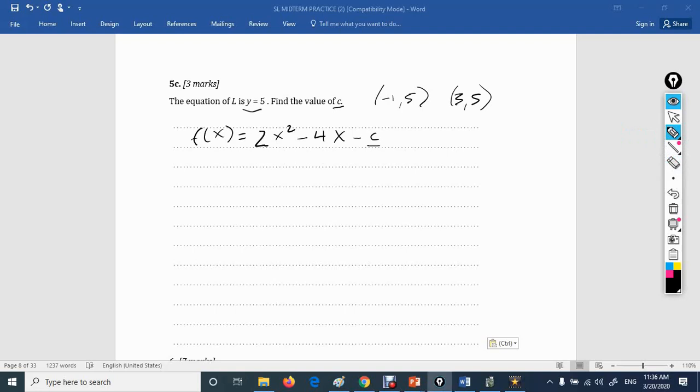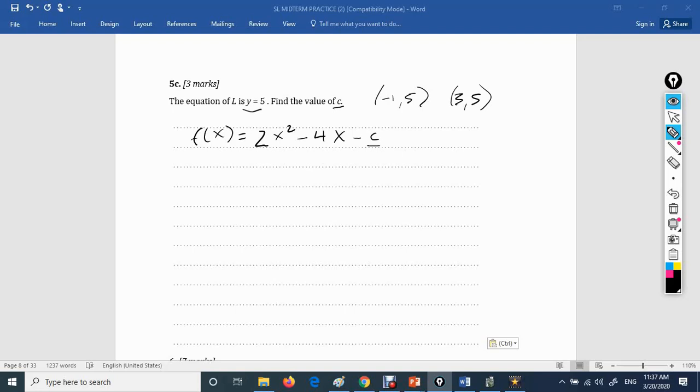So f of x equals 2x squared minus 4x minus c. So how can we find c? Well, to find c, we can use the fact that y equals c. And before they said that f of x and L intersect at negative 1 and 3. So the obvious y value at those points is 5, right? Because the line is y equals 5.